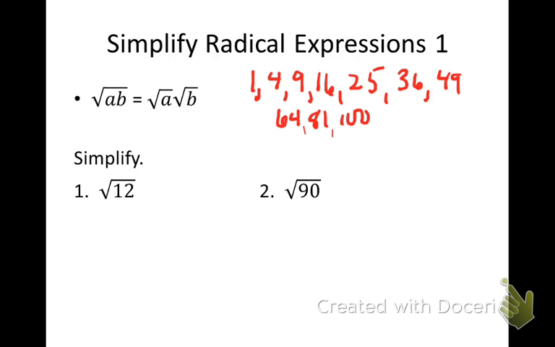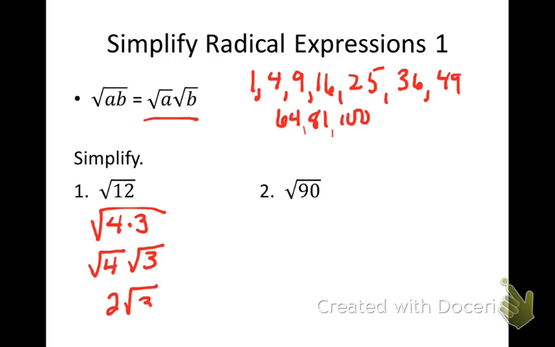So in looking at the square root of 12, I want to break it down into probably the square root of 4 times 3, because 4 is a perfect square. Then using this, I'm going to break this down into the square root of 4 times the square root of 3, and I can take the square root of 4, that would be 2 times the square root of 3. So that would now be simplified. So that's what you're looking for, perfect squares.